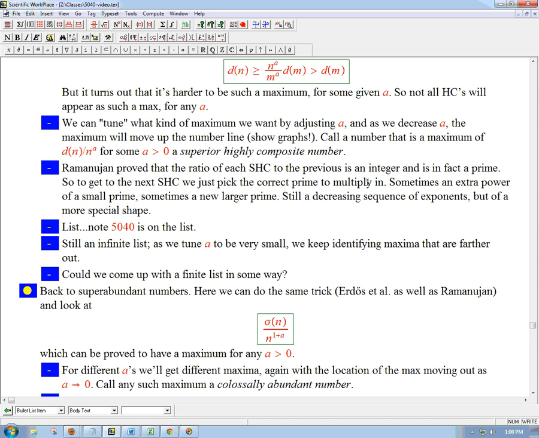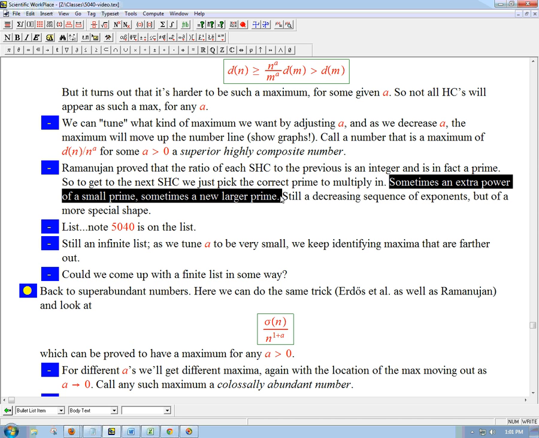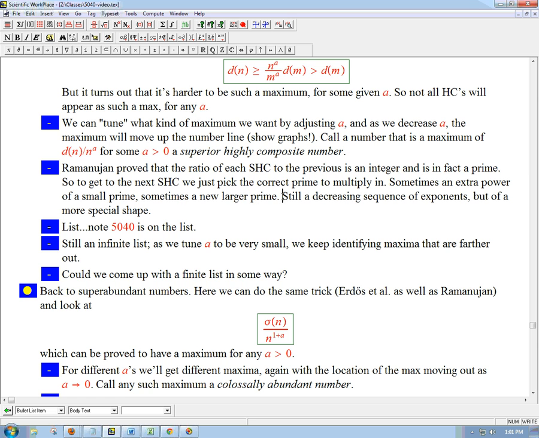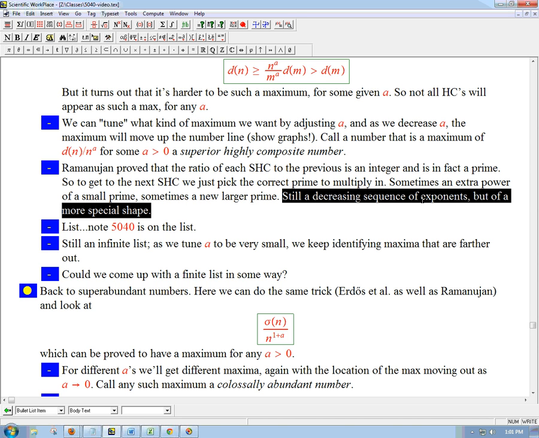You had 17 to the 0 first on your number. You never had a 17 before. You're going to put that in. But once you put it in, you'll never take it away. So just like with the highly composite numbers, sometimes you're going to add an extra power of a small prime to increase those exponents. Sometimes you're going to put in a new larger prime. And the pattern is still pretty subtle. So we still get a decreasing sequence of exponents, of course, on the primes, but of a more special shape.